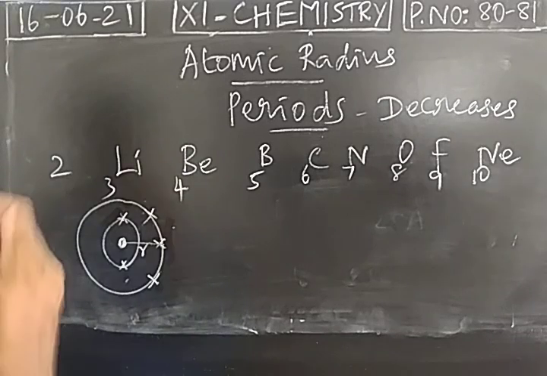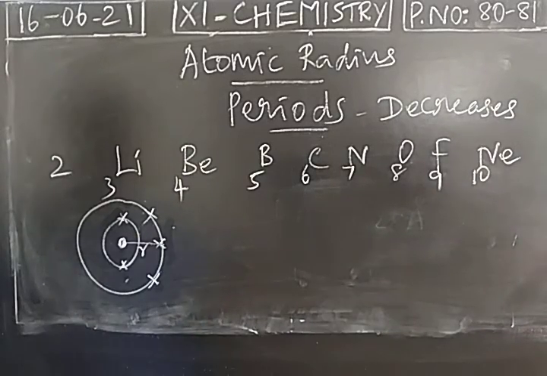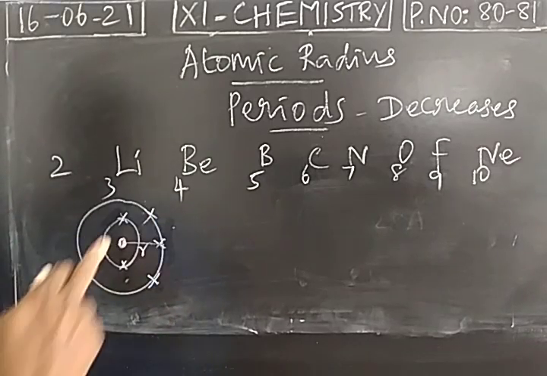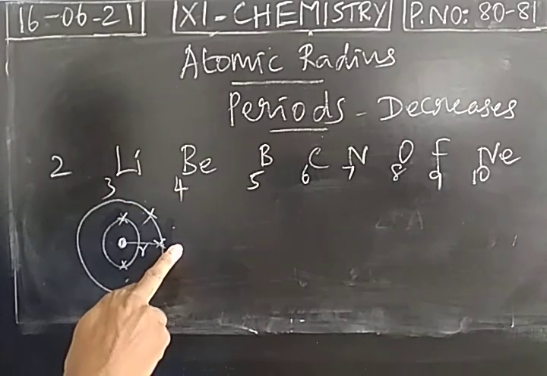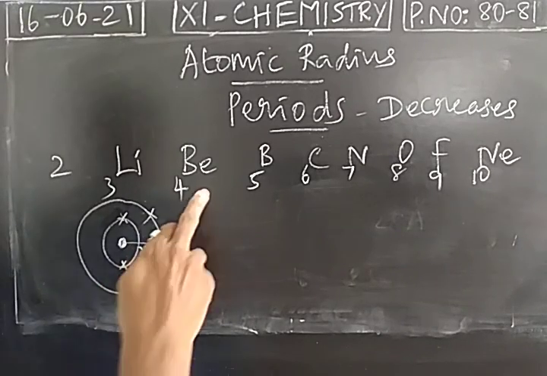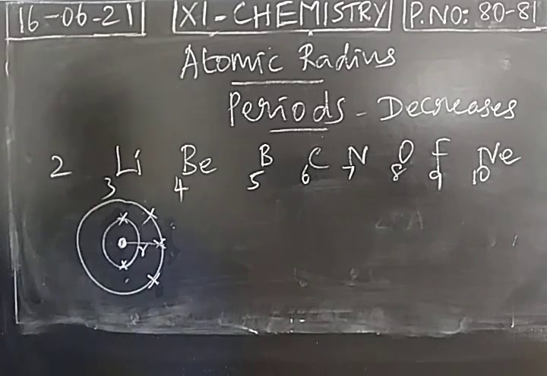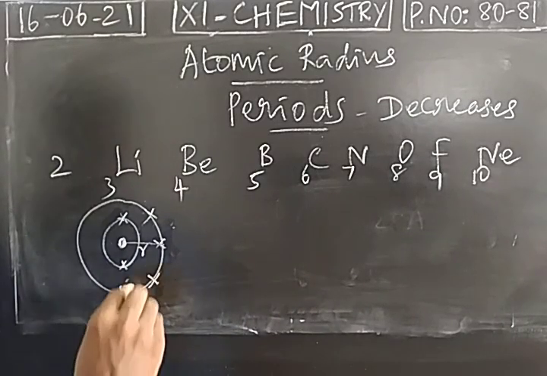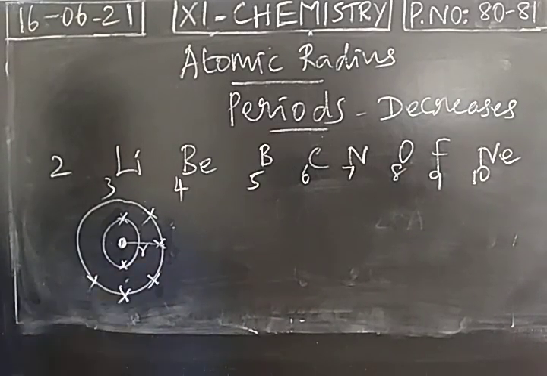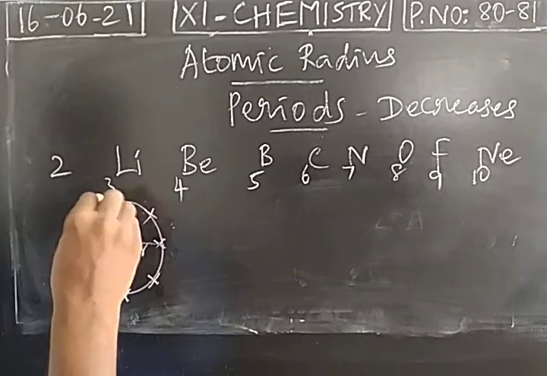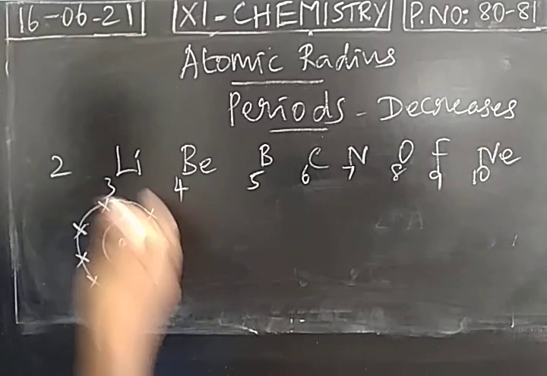So what happens when we move from left to right in a period? The extra electrons are added in the same cell. Okay. Lithium will have 1 electron in the second cell, beryllium has 2 electrons in the second cell, boron has 3 electrons in the second cell. Like that it increases. Carbon, nitrogen, oxygen, fluorine, neon. This is completely filled arrangement.